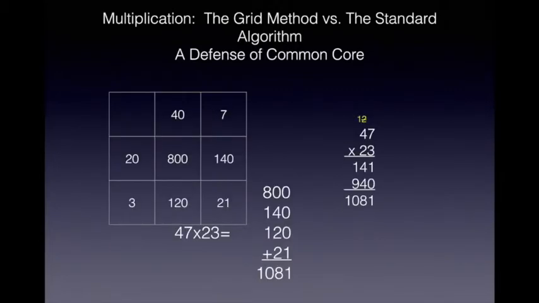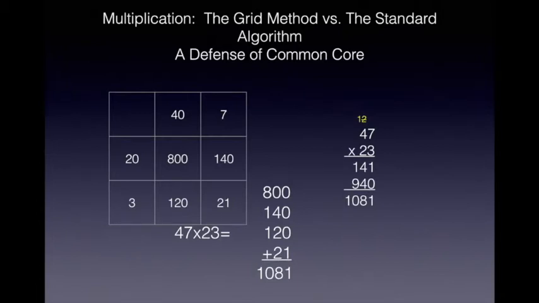In the grid method, we emphasize that 47 is really 40 plus 7 and 23 is really 20 plus 3. Therefore, there's no mystery where that 800 came from. That's the 40 of 47 times the 20 of 23. There's no mystery where that 140 came from either. That's the 7 of 47 times the 20 of 23. And so on and so forth for all of the parts.